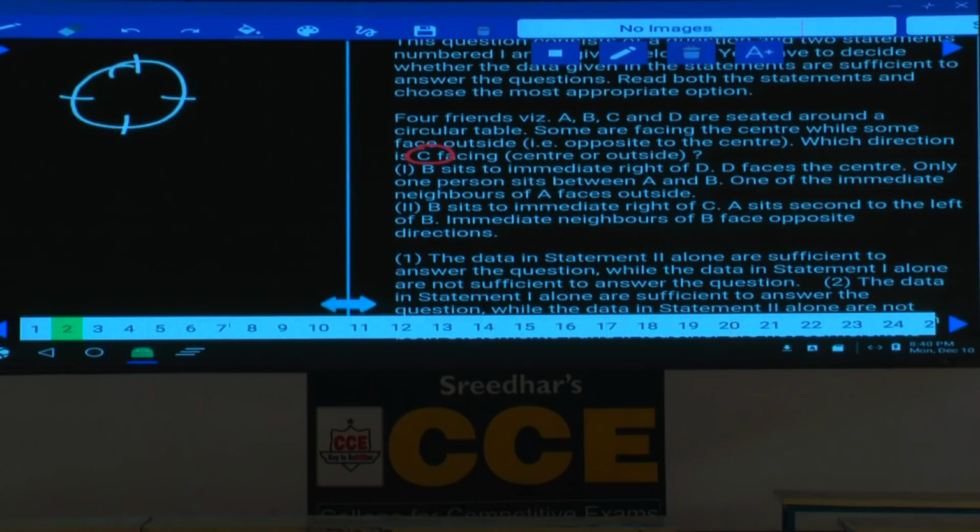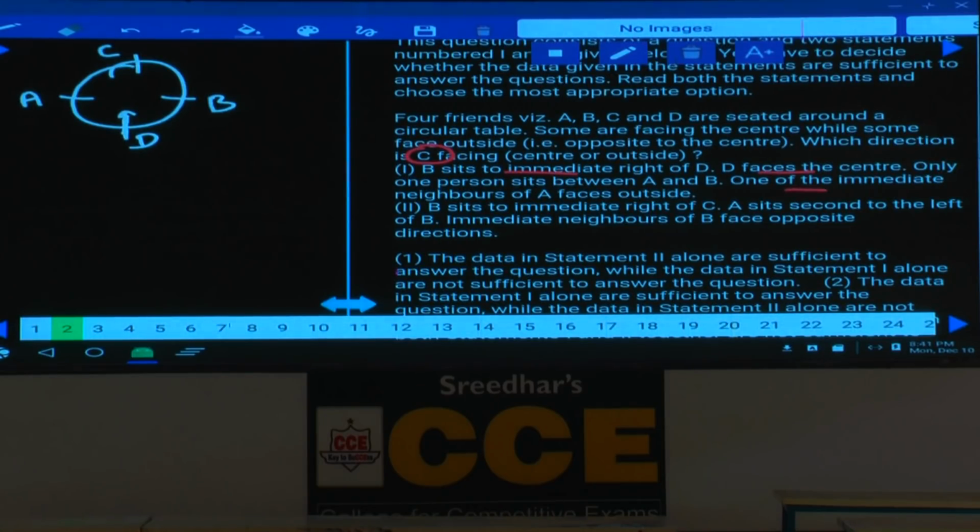Now B sits to the immediate right of D, and D faces the center, clearly given. Now this D is facing the center and B sits to the immediate right of D. Now B will be here. Only one person is between A and B, hence A and B must be opposite to each other, then C will be here.